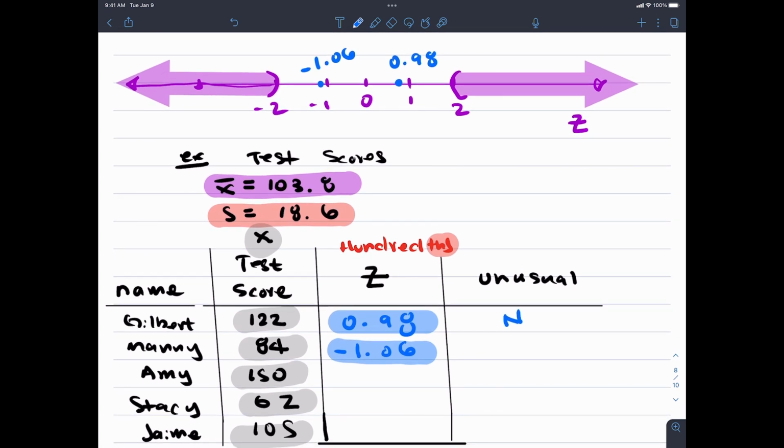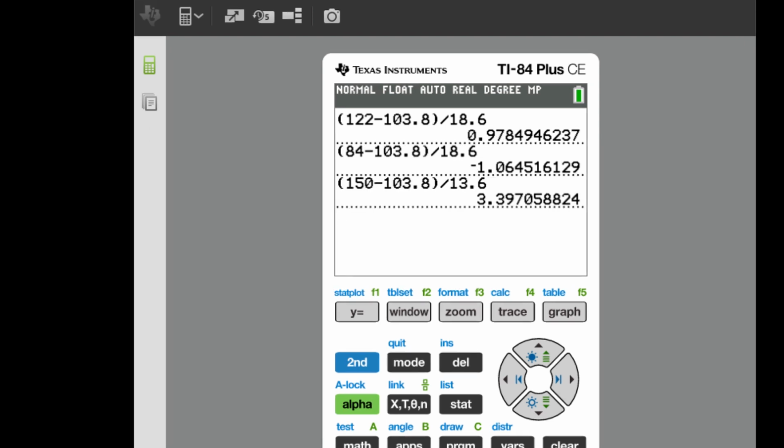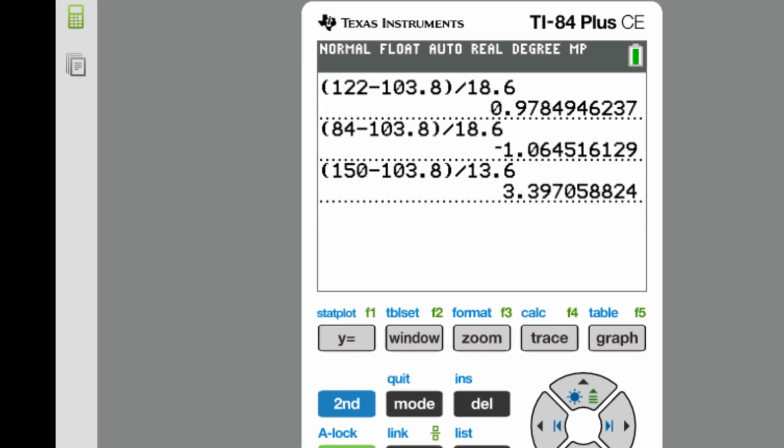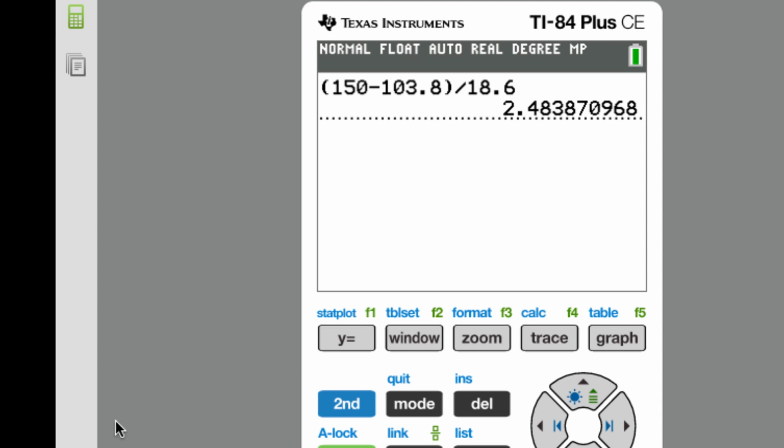Let's see if 150 is unusual. So what are you going to do? You're going to put parentheses, 150 minus what? 103.8, close that, divided by the 13.6. And what do you guys get here? Double check. Oh, sorry, it's 18.6. Let's clear that out. So 150 minus 103.8. Close that, divided by what? 18.6. And what do you guys get? What is this as a z-score? 2.48. Okay.